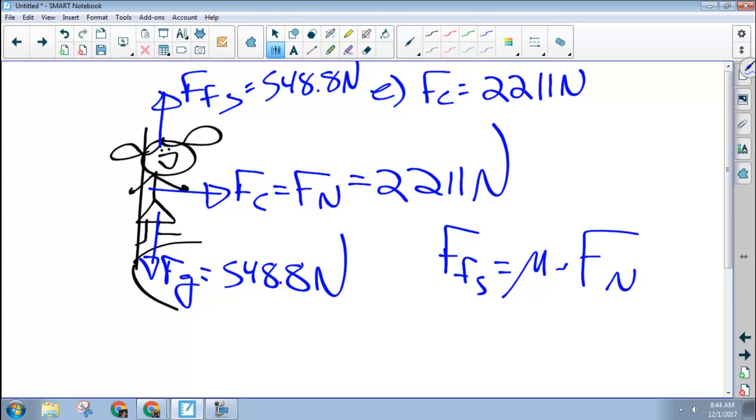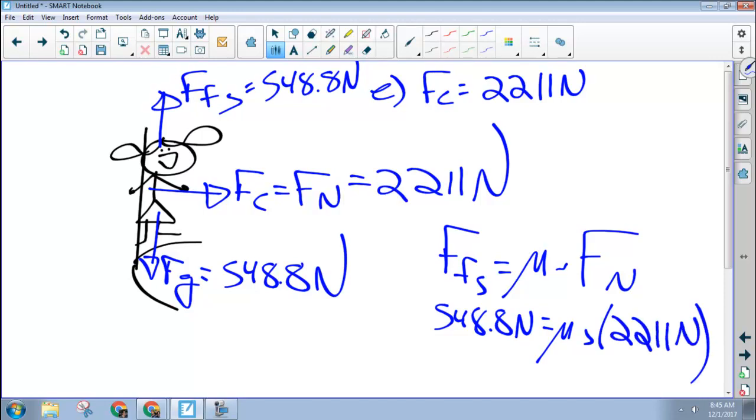Okay. All right. So now we can find our coefficient of friction, right? So let's see. Our force of friction, we just decided that was 548.8 newtons. Our coefficient of static friction is the thing we don't know, and our normal force is 2211. And now you can solve and find your coefficient. Follow?